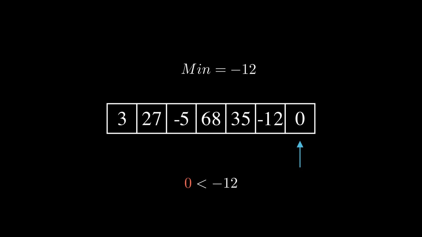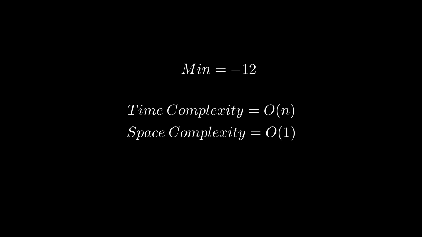0 is greater, so the pointer moves on and hits the end of the array. Now we can return negative 12 as the minimum value. Same as the maximum function, the minimum function has a linear time complexity and uses constant space.